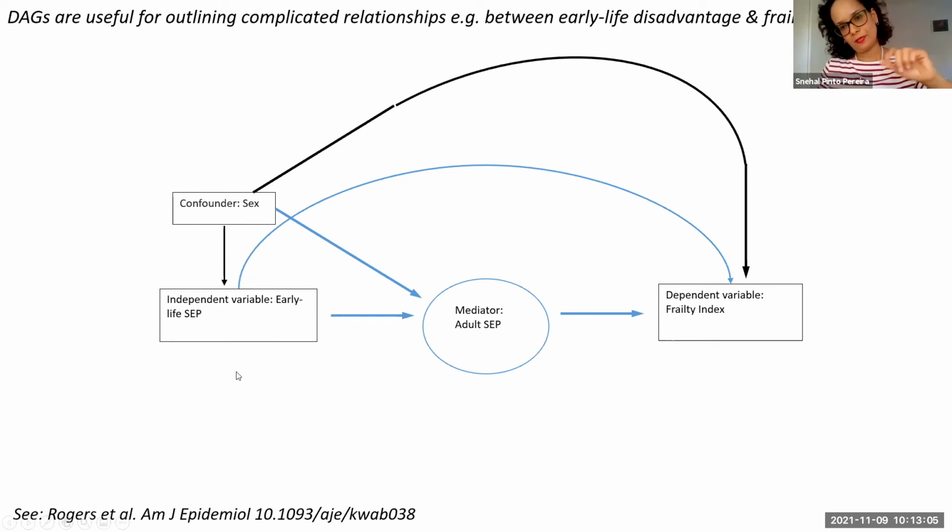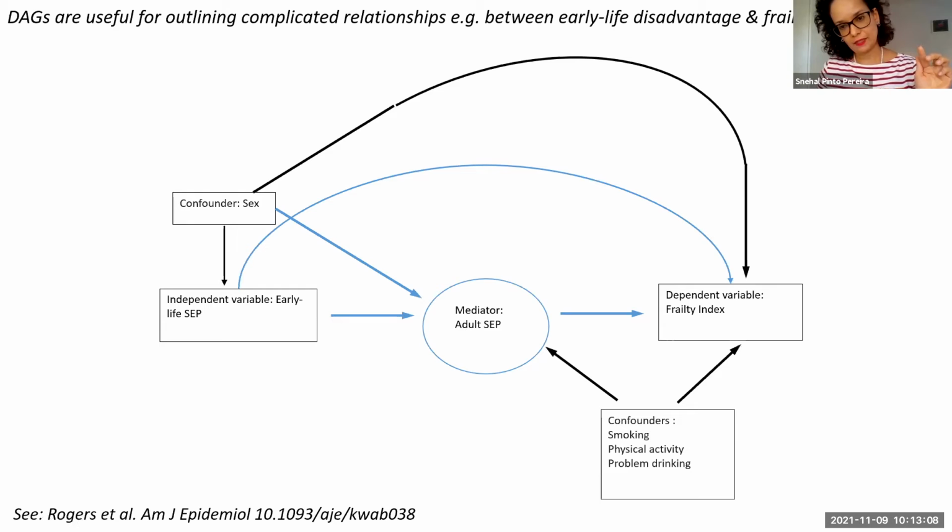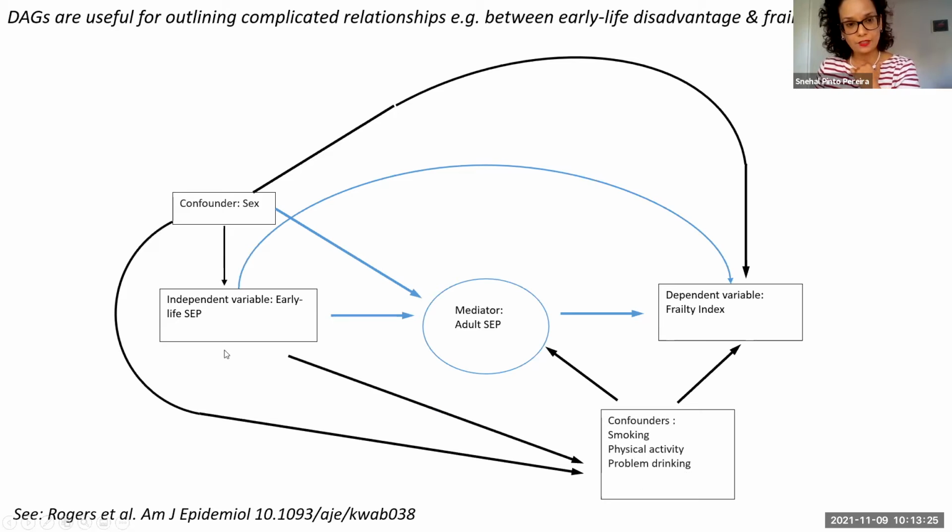But this is actually a little bit of a simplification, because things like your adult smoking status, your physical activity, whether you have drinking problems, they can affect your adult disadvantage, and they can also affect your adult frailty status, yeah? So you need to account for that. But then also on top of that, your early life disadvantage can affect your adult behaviors, okay?